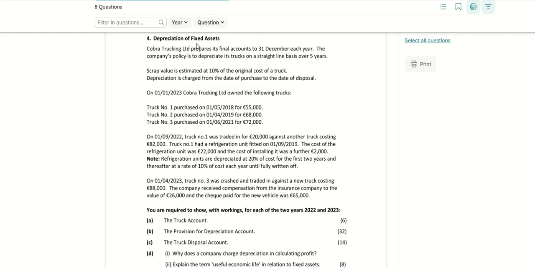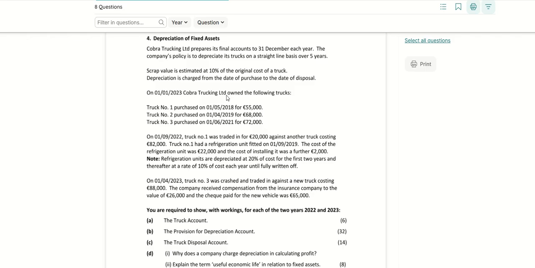So depreciation of fixed assets, straight line. Now, for the first time in a long time, they have included scrap in the question, so we're going to have to deal with that. That is a step up in complexity to, say, the more standard straight line depreciation question. There's a typo in the question. It should say here on the 1st of the 1st 2022, so just bear that in mind.